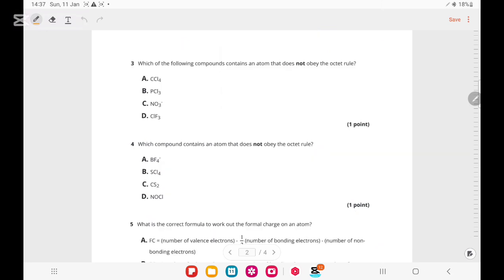In the next question, they ask which of the following does not obey the octet rule. So first of all, it is basically going to be ClF3. And why is it ClF3? If we first find the number of valence electrons in it, chlorine has 7 because it belongs to group 7, plus 3 times 7, and that would become 28.